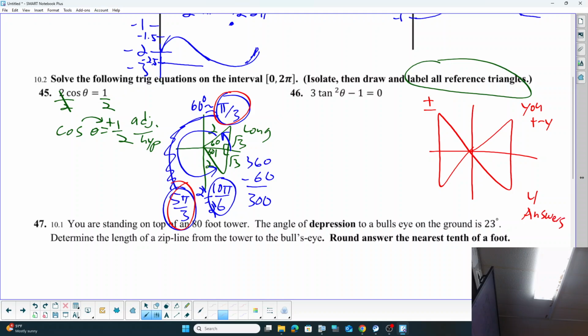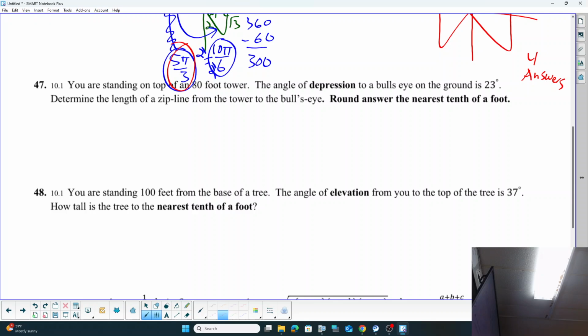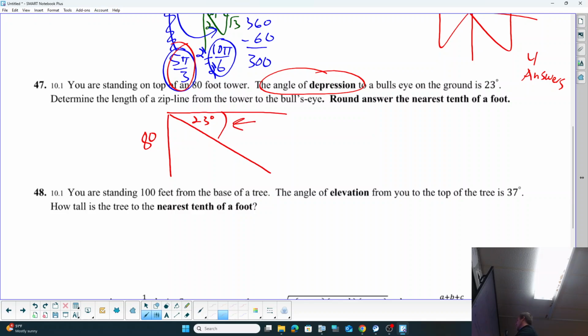You're standing on top of an 80-foot tower. 80 feet tall. The angle of depression going down, which is this angle of depression, is 23 degrees. The angle of depression is this angle right here. And then we want to determine the length of the zip line from the tower to the bullseye. There's the bullseye. So call it x. And if this is the angle of depression, then down here is also the angle of depression.